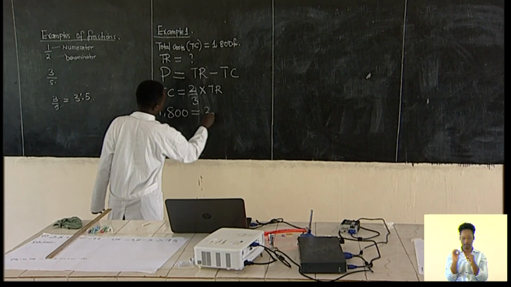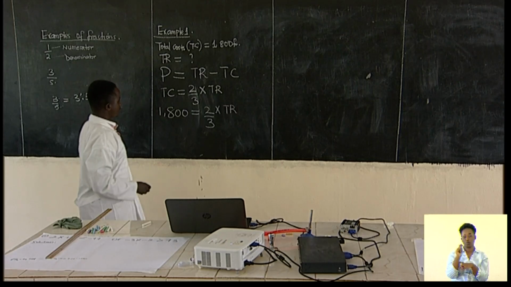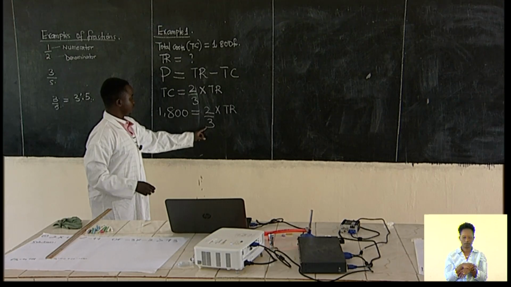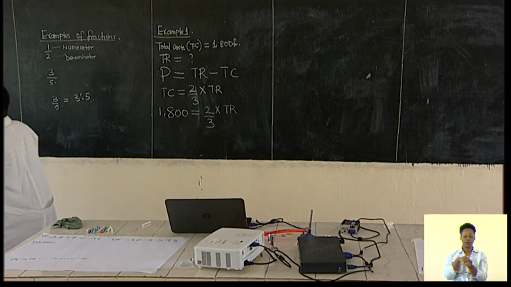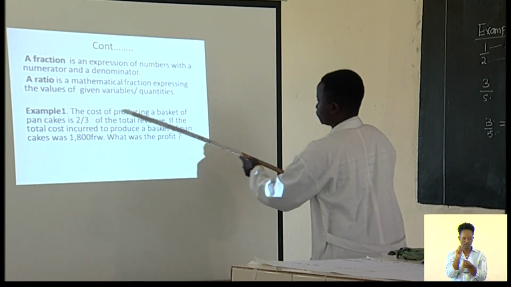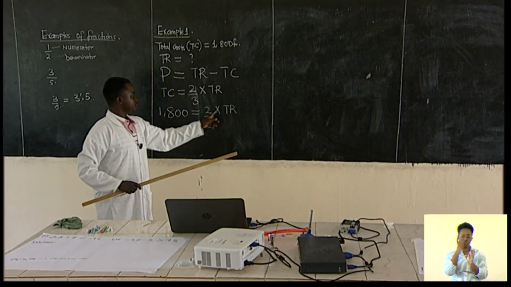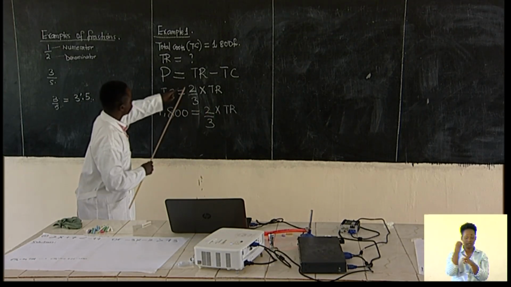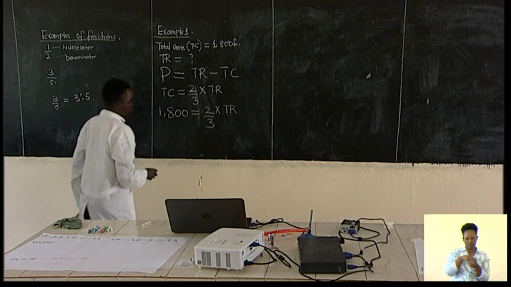it is 1,800, which is equal to 2 out of 3 times our total revenue. Because it is indicated here, you must know it from this statement: the cost of producing a basket of pancakes is 2/3 of total revenue. 2/3 of means multiplication of total revenue. And from this, if total costs is equal to 2/3 of total revenue, then you substitute. Then after substituting, we can try to calculate for total revenue here.